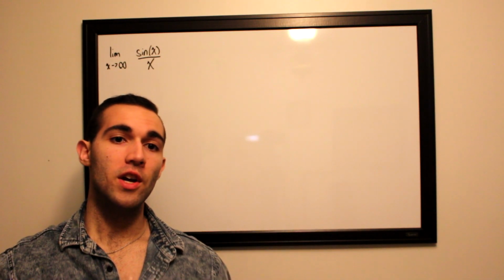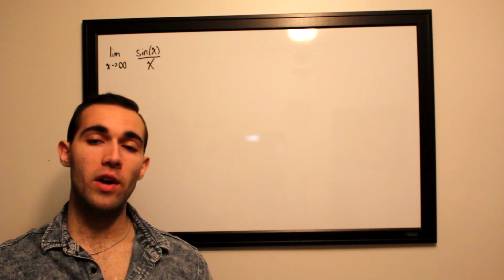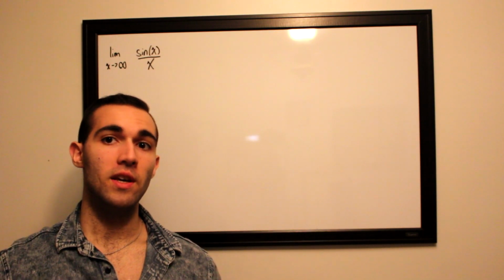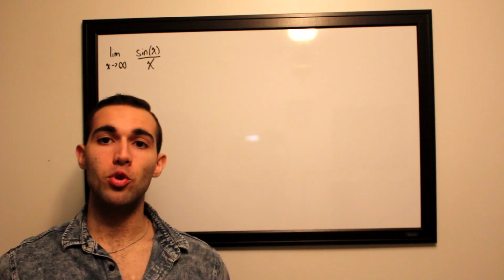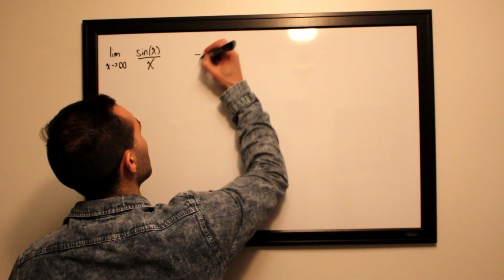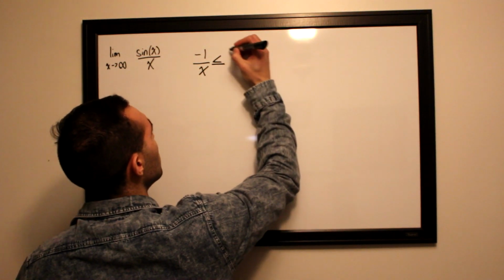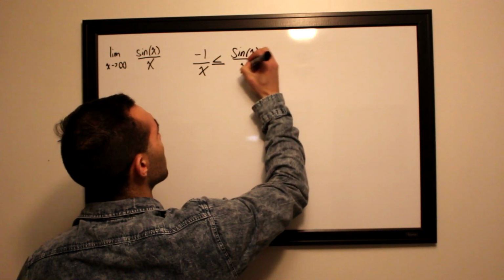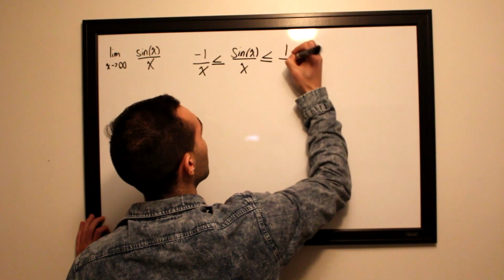So one thing that we know about the sine is that it constantly oscillates back and forth between -1 and +1. So what we can do is we can try to squeeze this function in between -1 over x and +1 over x, seeing as we know that this function will always be greater than or equal to -1 or less than or equal to +1. So we can write this down as -1 over x will always be less than or equal to sine of x over x, which is going to be less than or equal to 1 over x.